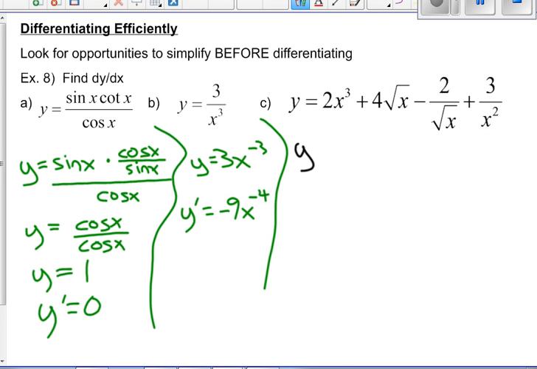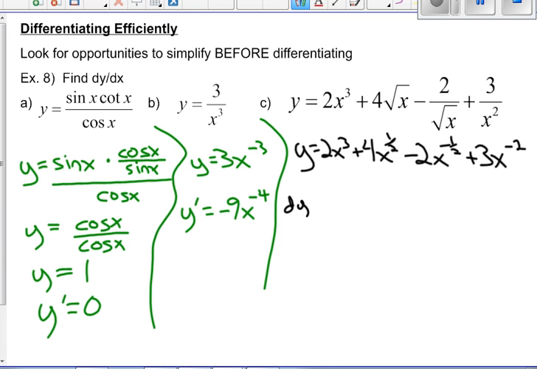So let me write this out in a form that's good to differentiate. 4x to the half minus 2x to the negative a half plus 3x to the minus 2. Its derivative then would be 6x squared plus 2x to the negative a half. Okay, the next one, negative 2 times negative a half is 1. So this will be x to the negative 3 over 2. And the last one will be negative 6 x to the negative 3. Otherwise, we'd have to use quotient rule a whole bunch. It's going to be painful. So you want to look for those opportunities.